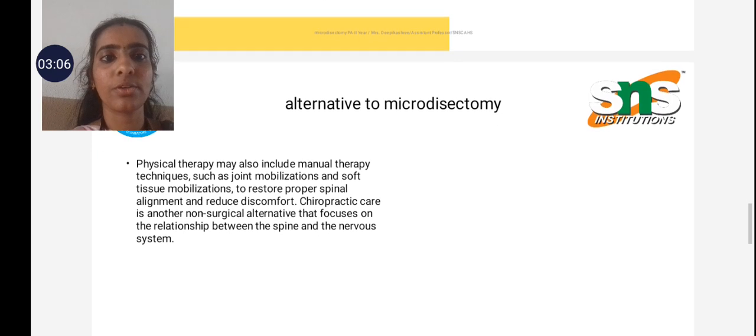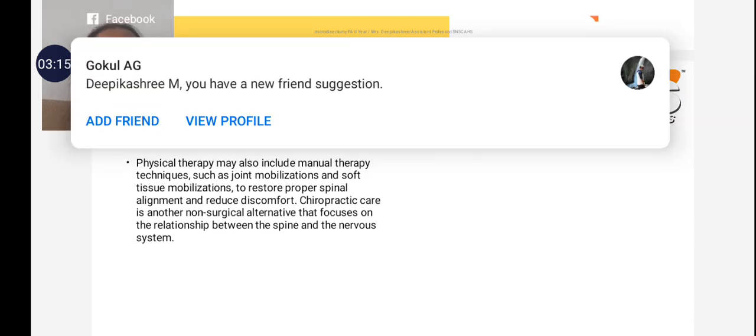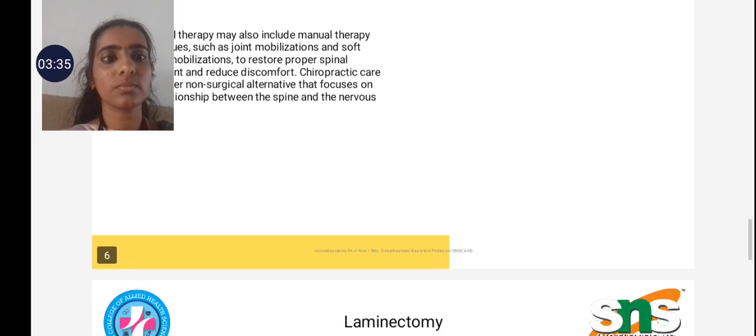The alternative to microdiscectomy is physical therapy, which may also include manual therapy techniques, that means some of the physiotherapy such as joint mobilization and soft tissue mobilizations to restore proper spinal alignment and reduce the discomfort. Chiropractic care is another non-surgical alternative that focuses on the relationship between the spine and the nervous system.